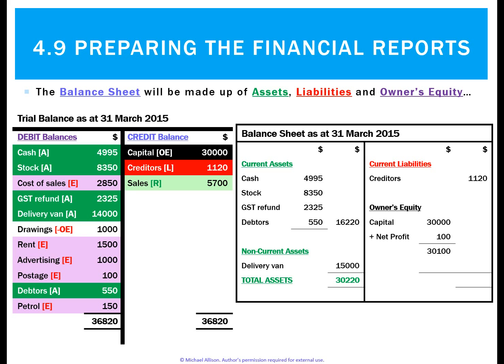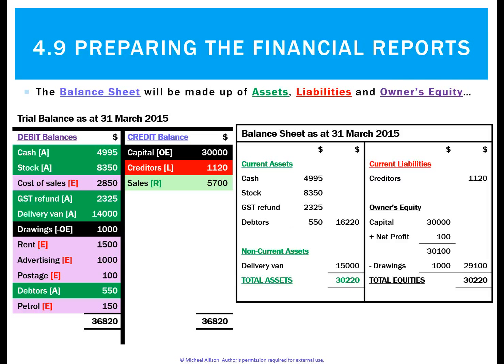However, owner's equity also goes down. We can see that we're still left with one account over here called drawings that we haven't used. So what we'll need to do is subtract away drawings of $1,000 and write that new total in the right-hand column, which is $29,100. We'll then add that together with our current liabilities here, which were creditors, and we'll get a total of $30,220.